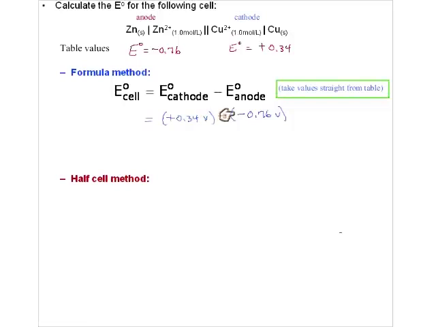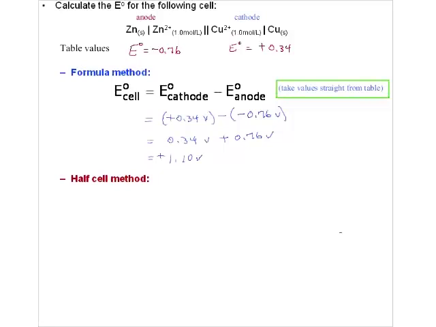So this negative sign is going to change the sign inside here, which now puts everything in order for us. So we figure out what the value is going to be. So a plus 0.34 plus a 0.76, and we're going to get a voltage of plus 1.1 volts. So this cell is going to be able to do some work for us. It's going to turn on a light bulb. It's going to run our cell phone or our iPod.